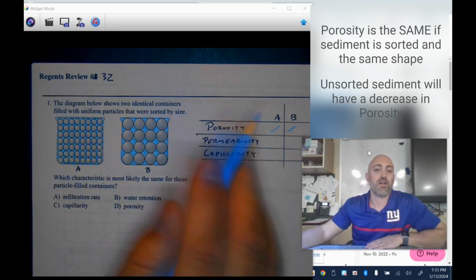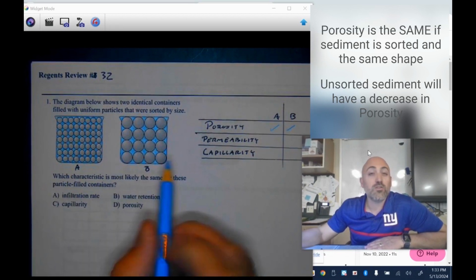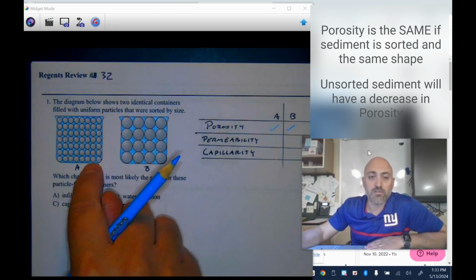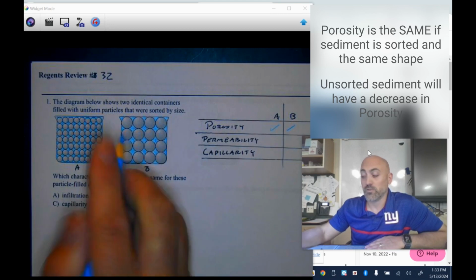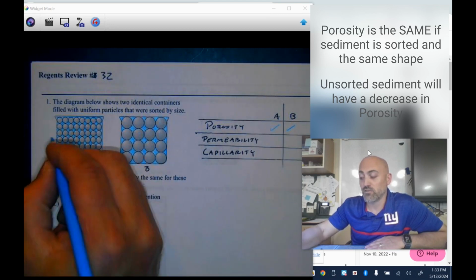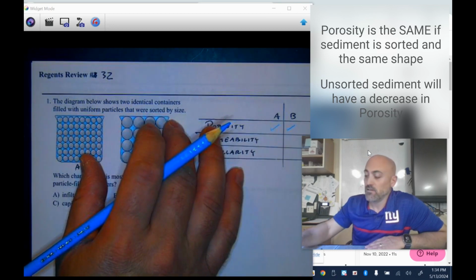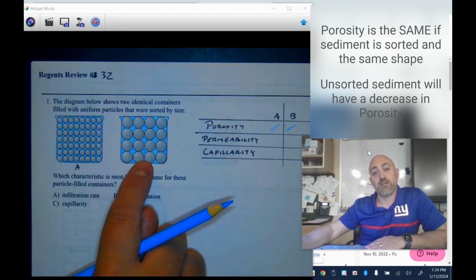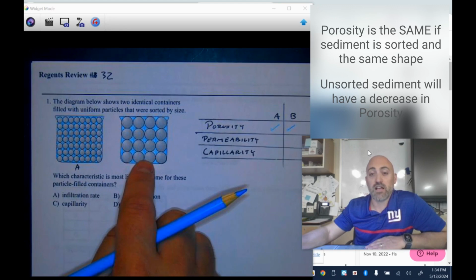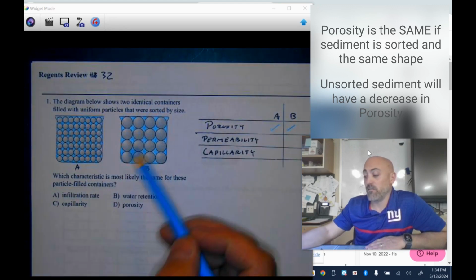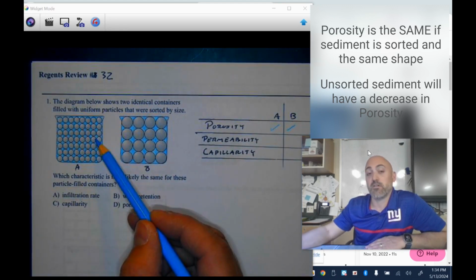The porosity and permeability, neither one of these wins. Okay, I mean the porosity for A or B. You wouldn't think so, but as long as they're round and as long as they're sorted. So we studied a while ago, sorted versus unsorted. These are both sorted because they're all one size. As long as they're sorted in the same shape, they're going to have the exact same porosity. You wouldn't think it, but they fill up with the exact same amount of water.